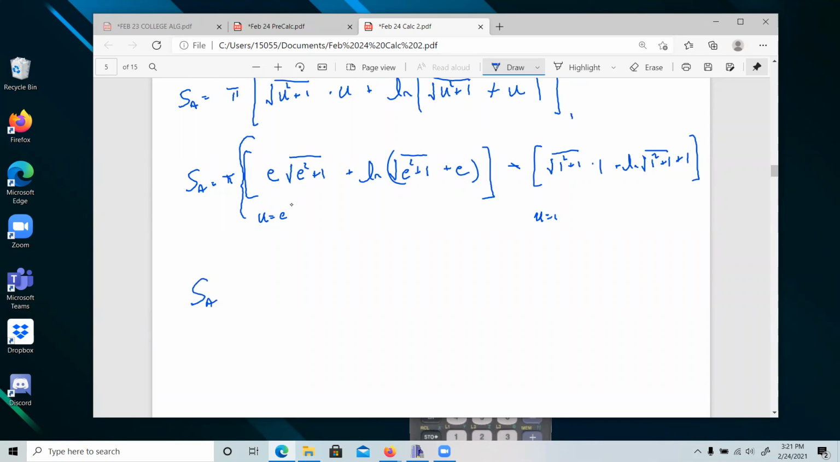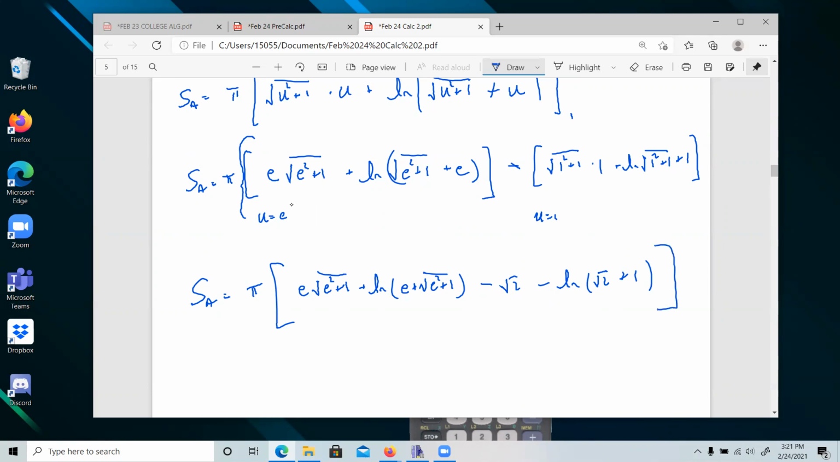So we've got surface area is equal to pi. We've got e squared plus 1 plus natural log, e plus the square root of e squared plus 1. I only changed the order because it just felt like it would be easier for somebody to read it. Minus square root of 2, right? Minus natural log of square root of 2 plus 1. Okay. Or 1 plus root 2 would be fine as well. And I'm sure that that is a delightful looking number.